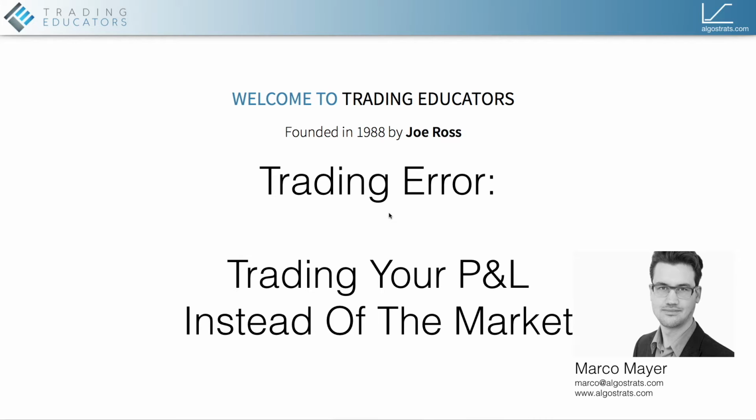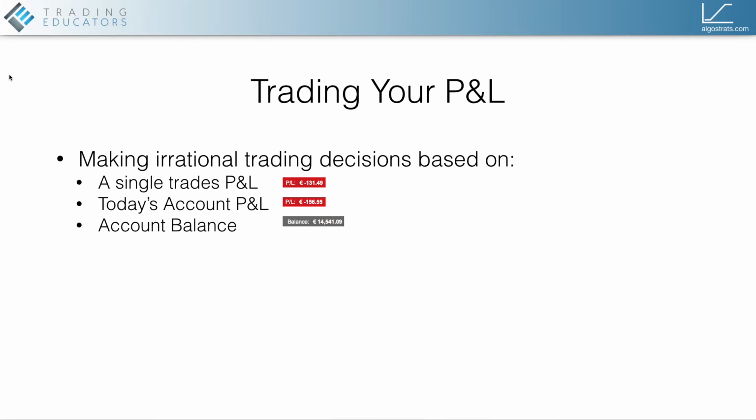My name is Marco Mayer from algostrats.com, and today I'm going to talk about one of the most common trading errors out there, and that's trading your P&L instead of the market. So what does that mean, trading your P&L? Trading your P&L means that you make irrational trading decisions based on a single trade's P&L, today's account P&L, or account balance. So this comes in various flavors, and I'm sure there's a couple more I'm not thinking about at the moment, but the most common ones probably are these three here.